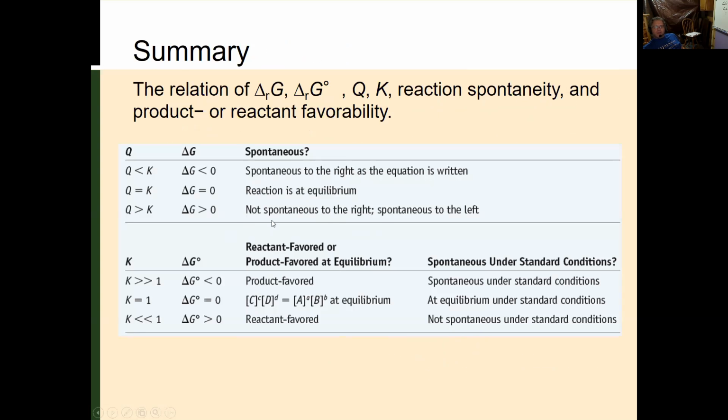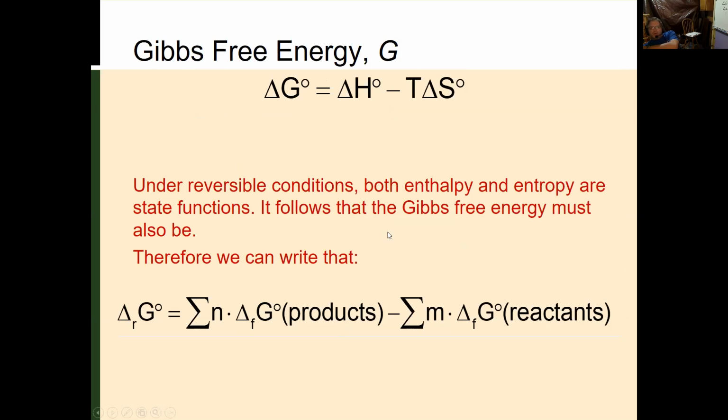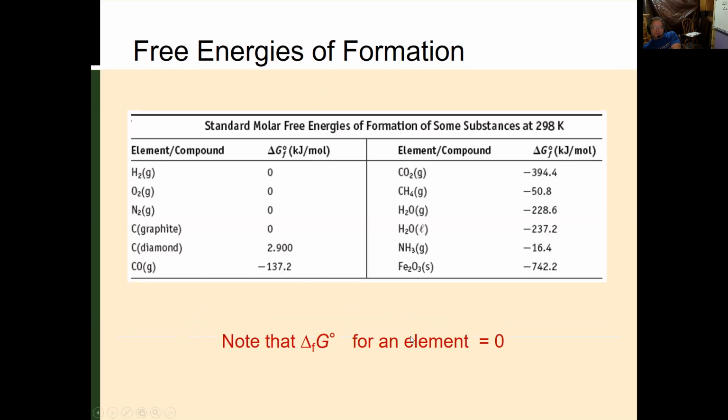And we can take a look at this table of the relationship between Q and delta G. You can read that on your own. Under reversible conditions, both the enthalpy and entropy are state functions. So Gibbs free energy is a state function, so we can write this equation. And we can look up standard molar free energies in the back of the book. Note that just like enthalpy of formation, the free energy of formation for an element in its standard state is 0. Notice diamond is not the standard state for carbon, so its free energy of formation is not 0.